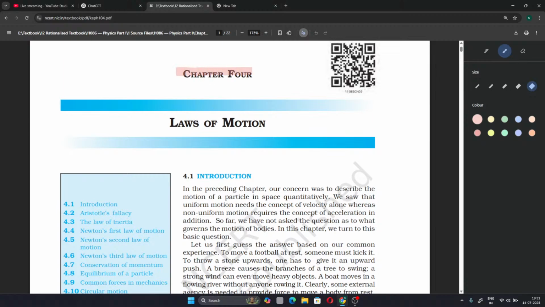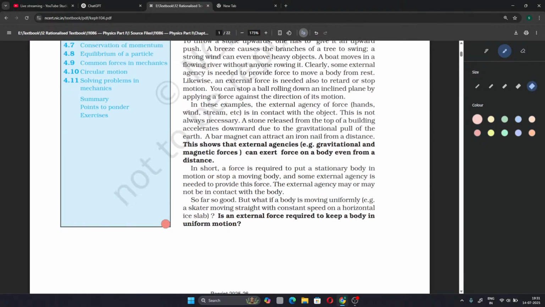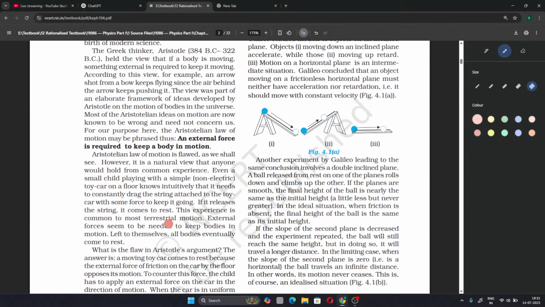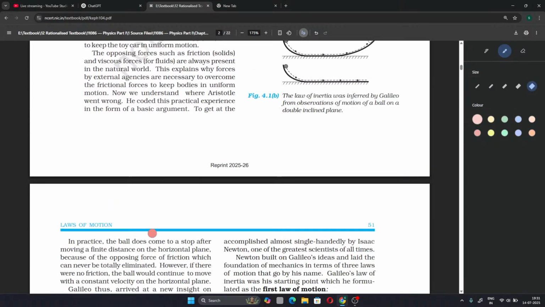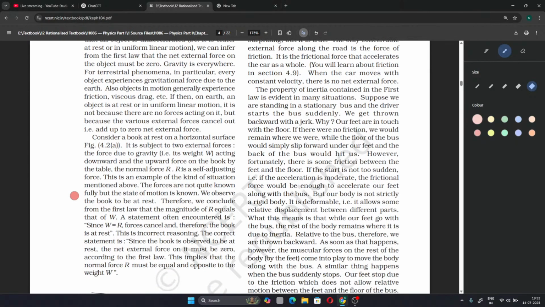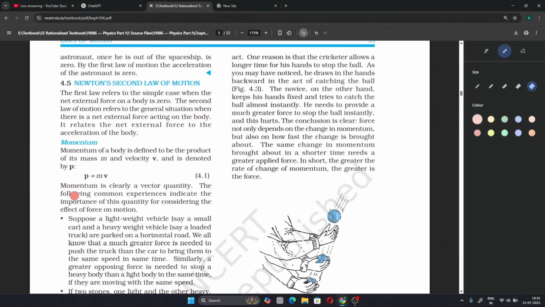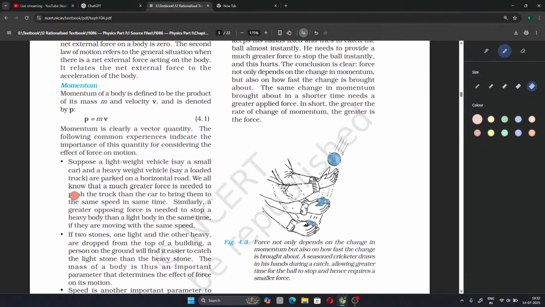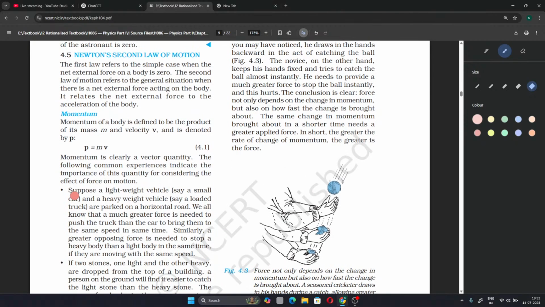Physics chapter 4, laws of motion. I'll be continuing from where I stopped yesterday. That was Newton's second law. In this part 2, I'll be starting from Newton's second law of motion. I have completed Newton's first law of motion yesterday. Now let's go with Newton's second law of motion.